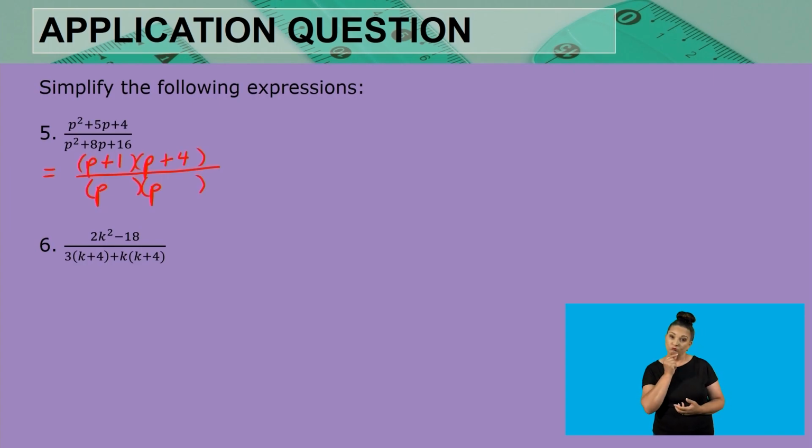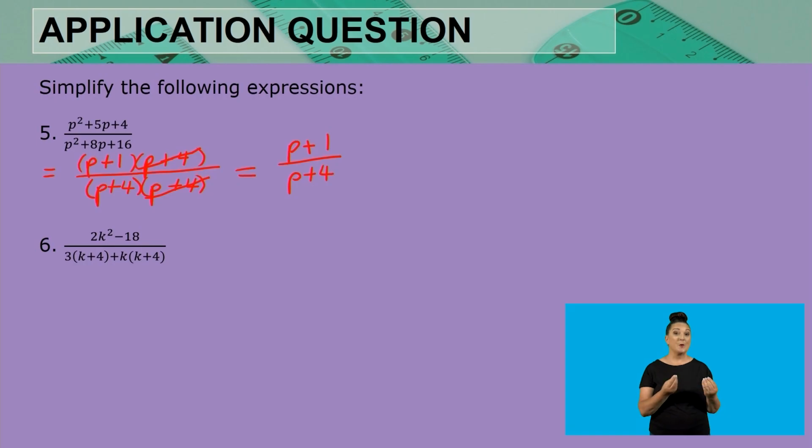Can you think of those factors? Yes, you are correct if you are thinking of a positive 4 with a positive 4. Now we can see that we have brackets that are the same in the numerator and in the denominator. So that means we can say (p plus 4) divided by (p plus 4). What am I left with? We are left with the (p plus 1) divided by the (p plus 4). And that is the final answer.